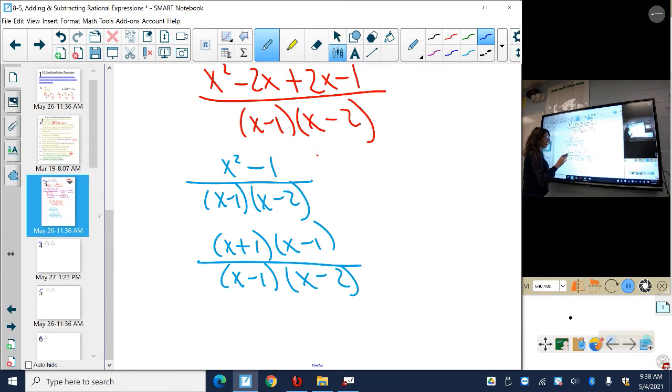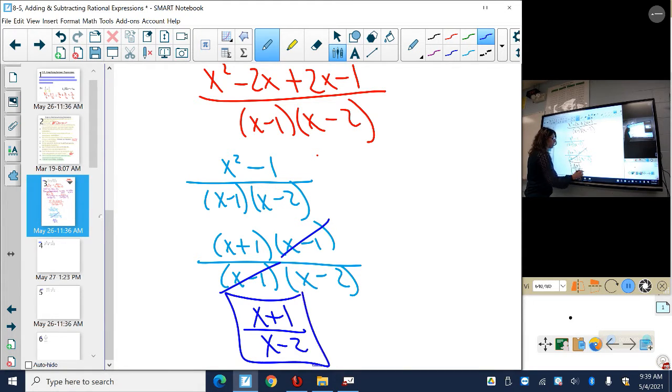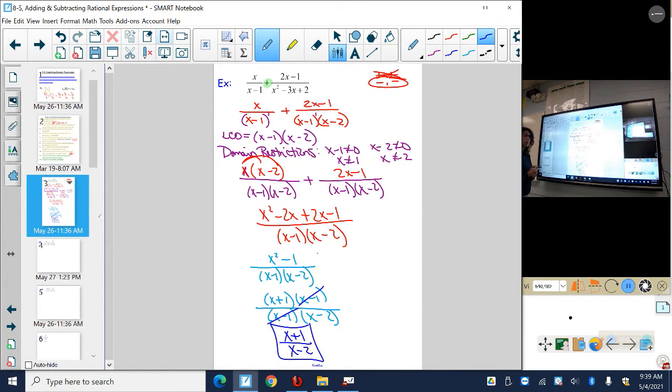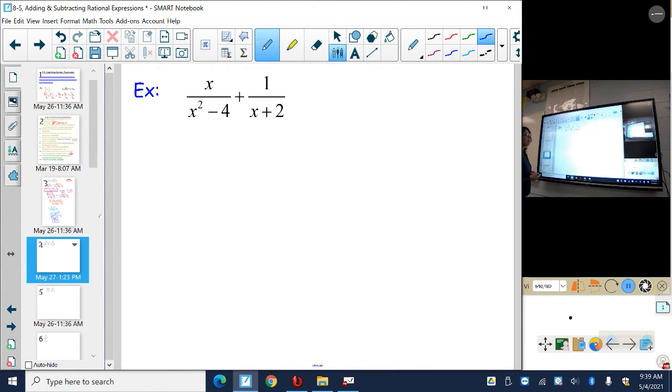Then from left to right, I'm going to cancel out what is in both in common. Do I have an x plus 1 in the denominator? I do not, but I do have an x minus 1. So what is left is x plus 1 over x minus 2. And that is your final answer. Okay? A lot of work, okay, but it's completely doable. So let's do this again.